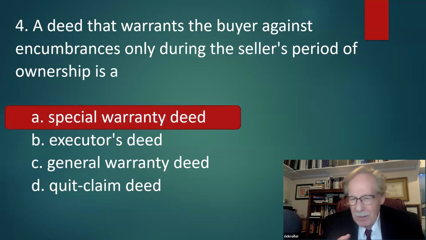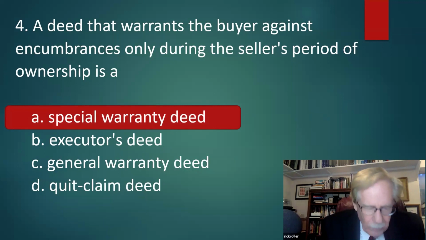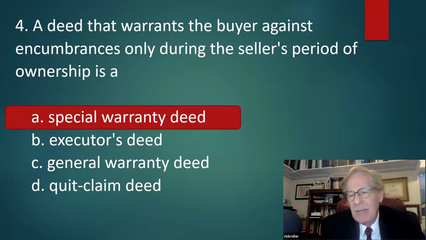Now, an executor's deed is used if someone dies, and there's a legal process you go through. The general warranty deed warrants all the way back to the original government land patent. A quit claim deed is usually used to clean up mistakes.